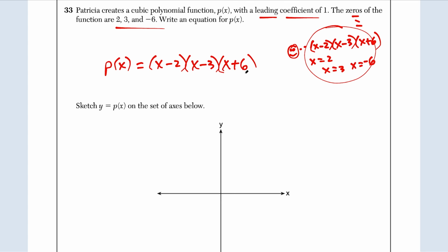Notice here they didn't tell us to write this in standard form, so I don't actually have to multiply all this out. I could do it, but it's not worth the risk. I'll just leave it like this.